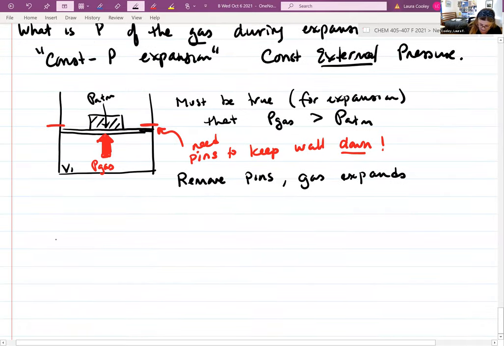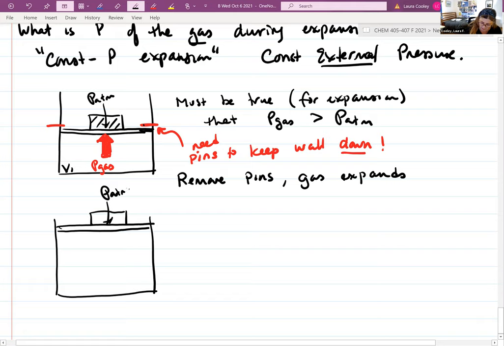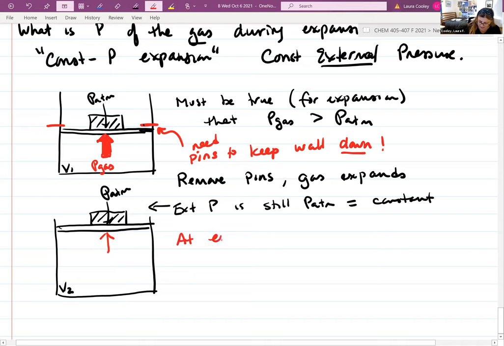And this is what it looks like at the end. So I'm drawing sort of the same container, but now the wall is up here. I still have my same box on top with the same pressure of the atmosphere. That has not changed. The external pressure is still P atm, constant. We have our gas here, and now we have V2. At the end, the gas is no longer pushing with that enormous pressure. I'll keep it red. So at the end, P gas is equal to P atmosphere. That means that the second pressure, P2 of the gas, is equal to P atmosphere or P external.